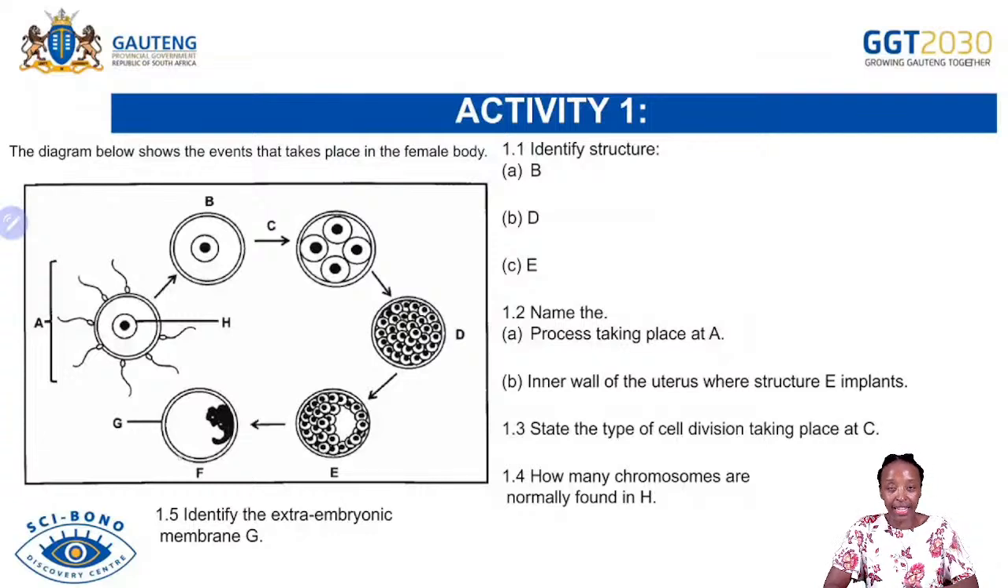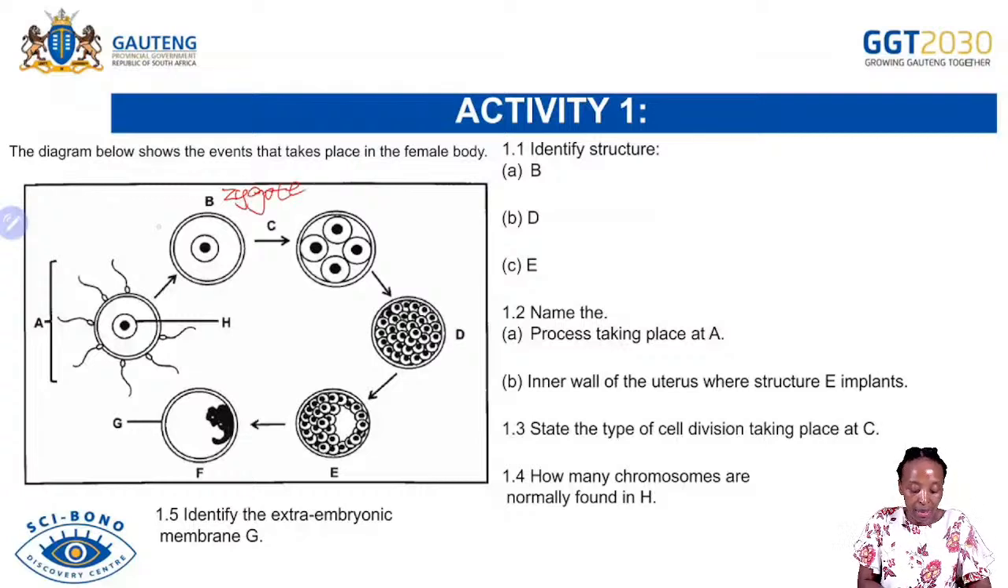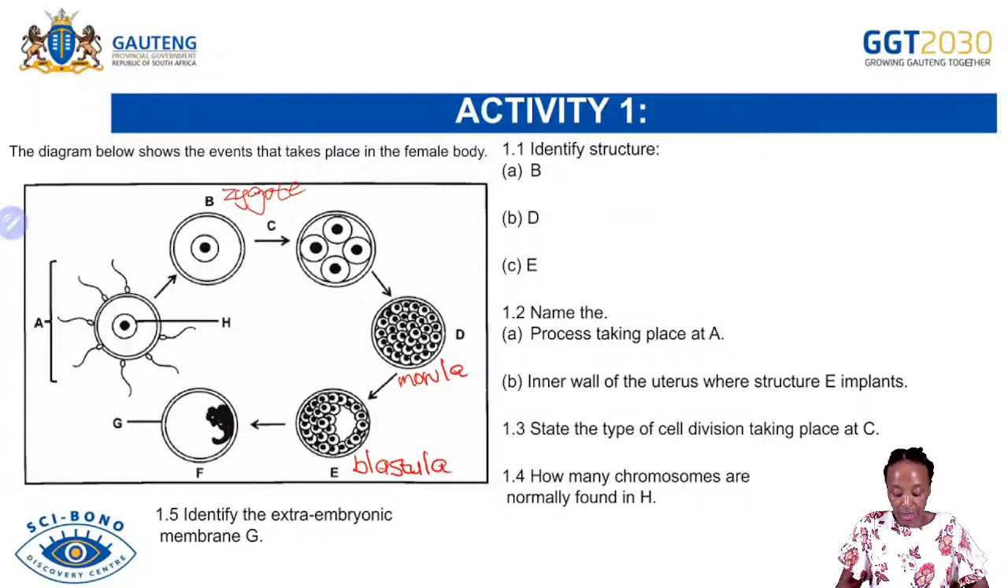So let's see if you can answer the questions now that we've analyzed everything that is taking place in the diagram. The first question says, identify structure B. We said structure B is the what? It is the zygote, because this is after fertilization has taken place. And then the next question says, identify structure D. We said structure D is the solid ball of cells, which is called the what? A morula. Another one is structure E, and we said structure E is a hollow ball of cells that is called a what? A blastula, or a blastocyst. So let's see if our answers are correct. B is the zygote, D is the morula, the solid ball of cells, and E is the blastocyst or the blastula, which is a hollow ball of cells.